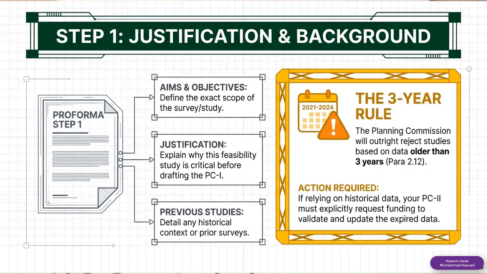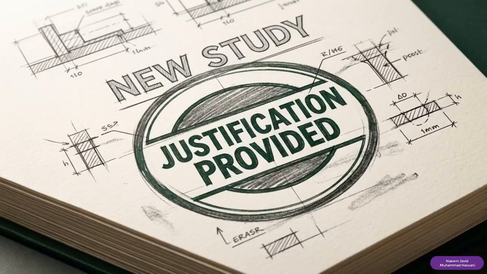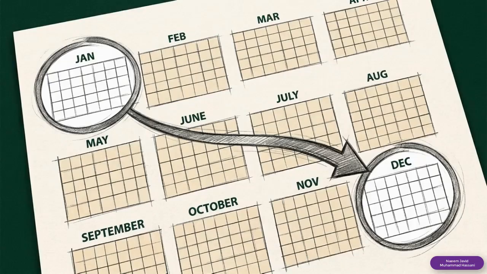For projects that do require a PC2, items 1 through 4 on the checklist cover the general aims, objectives, and the specific coverage area of the proposed study. You must also account for existing research. If similar studies have been done, the sponsor has to explicitly certify that this new study is necessary to update or validate that data. Finally, define the temporal scope. You must provide a proposed duration and the exact months you expect the study to commence and complete.